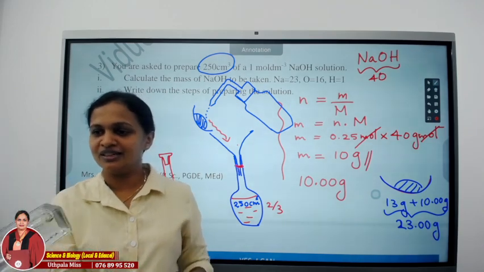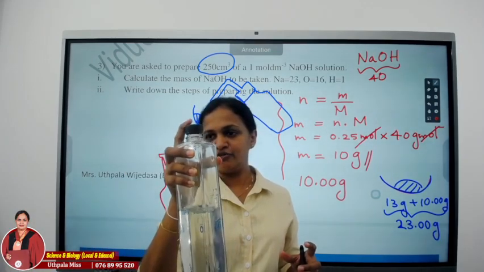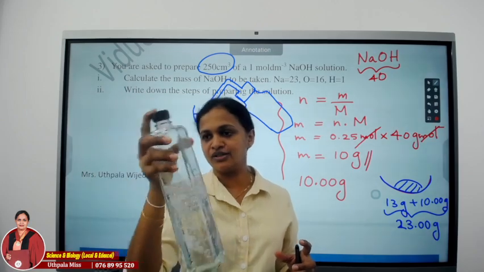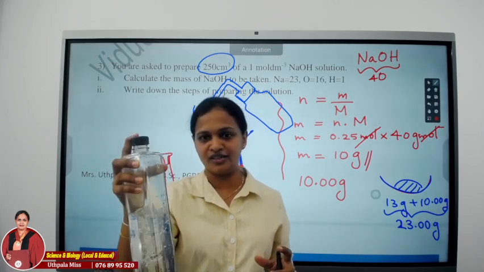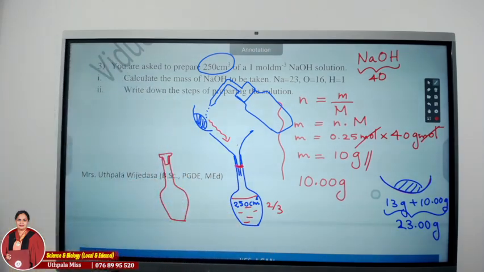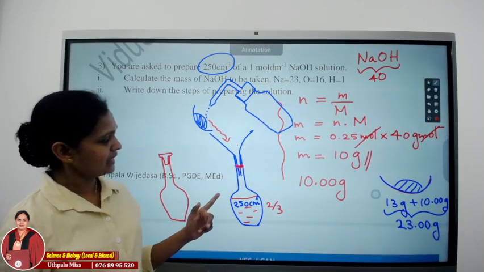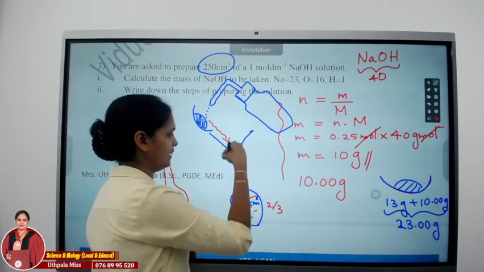Can do, right? Like this. Keep one finger on the stopper and dissolve all the sodium hydroxide. If you remove the finger, the stopper will fall. That is how you dissolve it. After that, you can add distilled water.